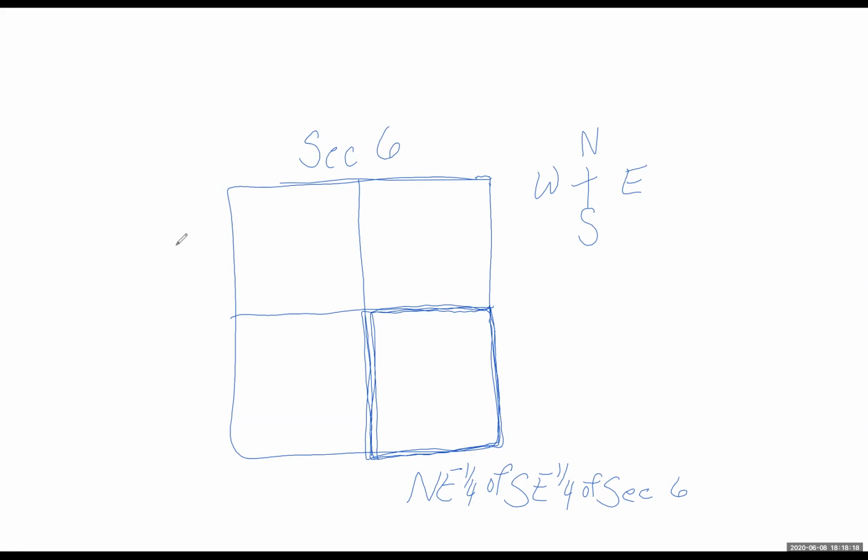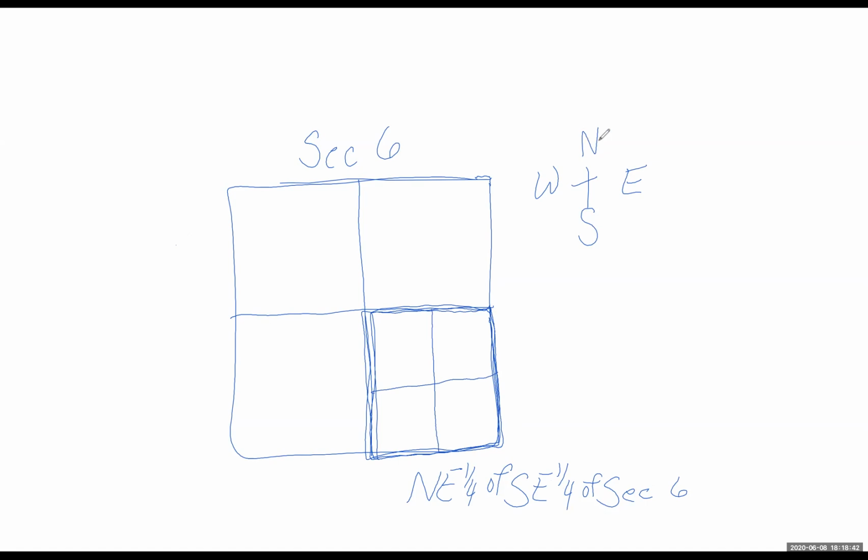Okay. So we have to go backwards. We have section 6. We have the southeast 1/4 of section 6. And then the northeast 1/4 of the southeast 1/4. So we're going to take this quarter, the southeast 1/4, and put it in quarters again. And where's the northeast 1/4?